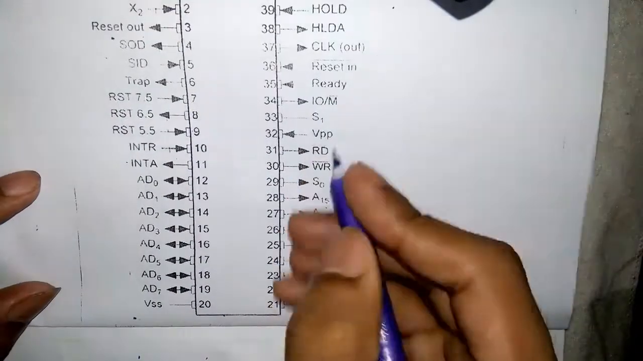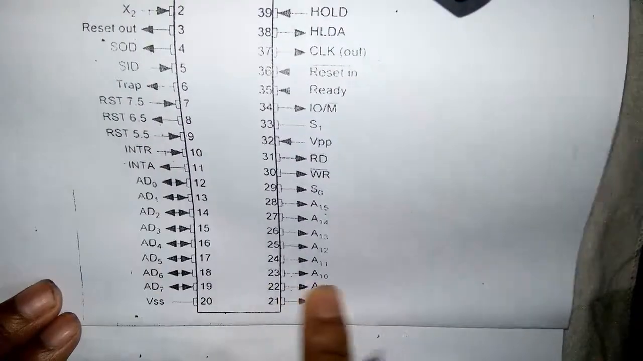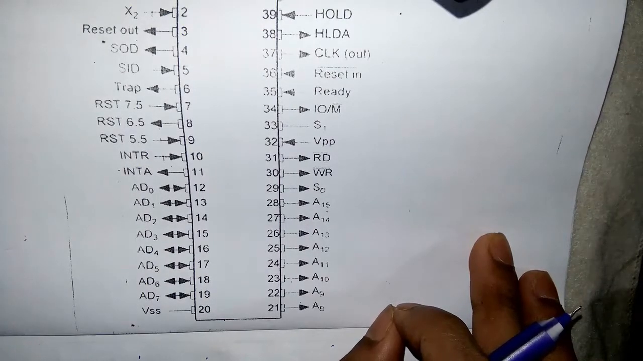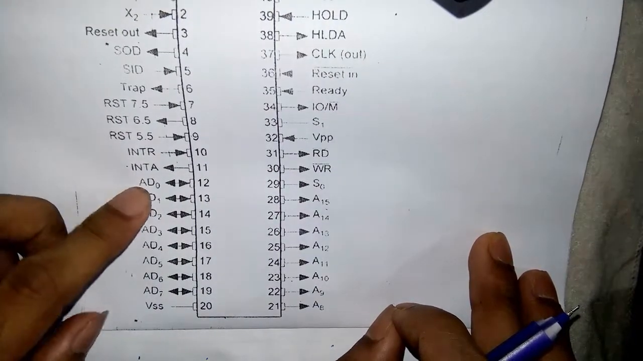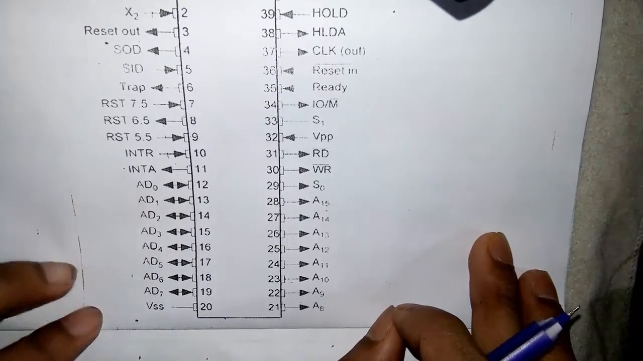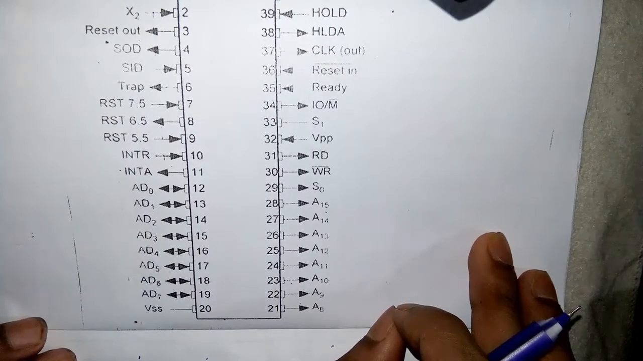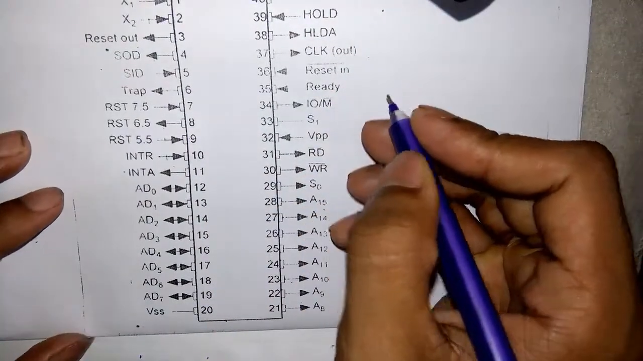And next you see AD0 to AD7. These are called the address data bus. The lower 8 bits of the memory address or input output address appear on the bus during the first clock cycle. Then it becomes the data bus during the second and third clock cycle, and it is 3-state during hold and halt modes.